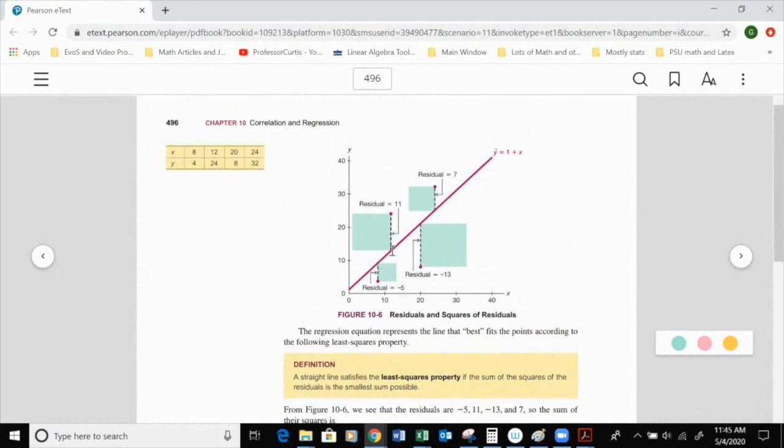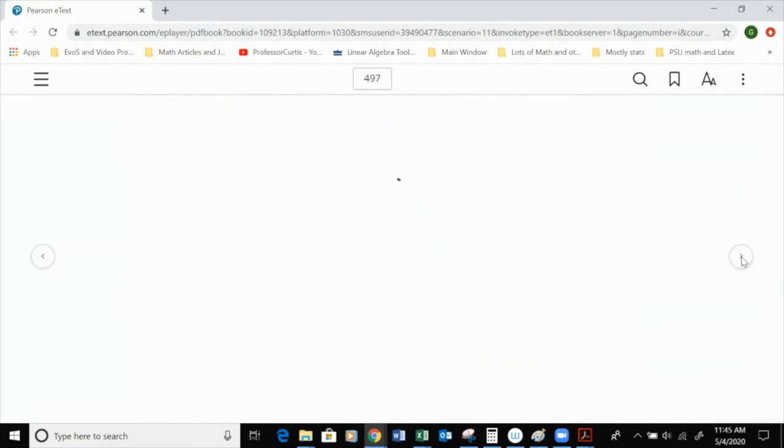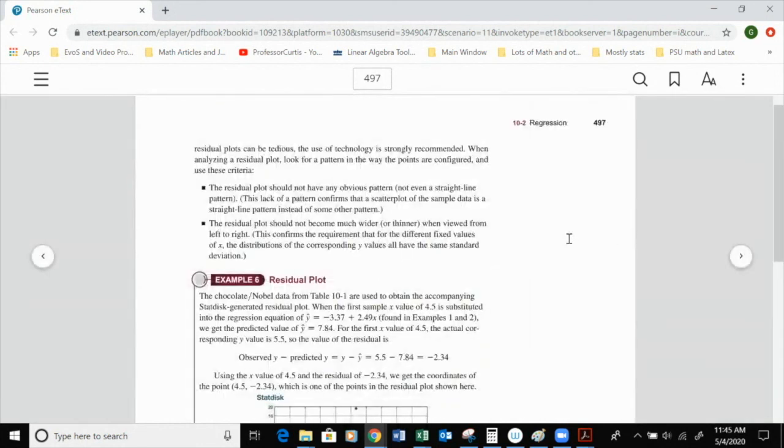And when we graph 12, the other part of that ordered pair would be 11. And here we would graph 20 and -13. We're just graphing the x values together with the residual, which is y minus y hat. So let's see what it looks like when we plot a thing like that.